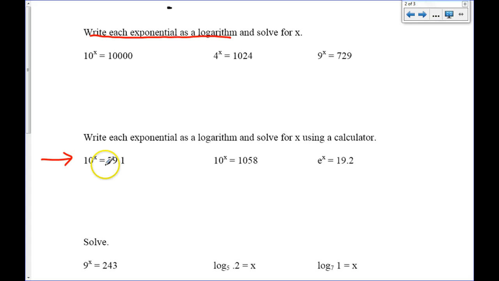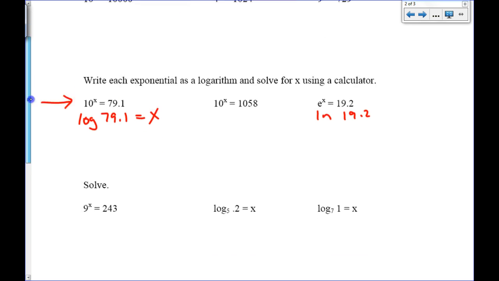Okay? So if I were to find this one, I could rewrite it as log 79.1 equals x. Now if you're using your phone calculator, you're going to have to write down the number 79.1 first and then push the log button. Okay? What button would I use for the e to the x power? Natural log. Yeah, so it'll be ln 19.2. Okay? And then I just have a couple more that I want to demonstrate with you.